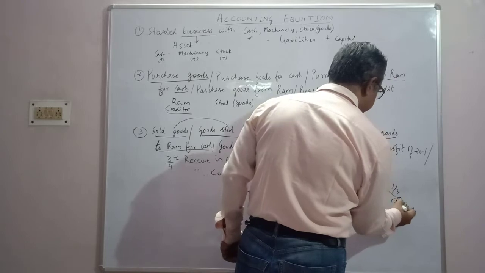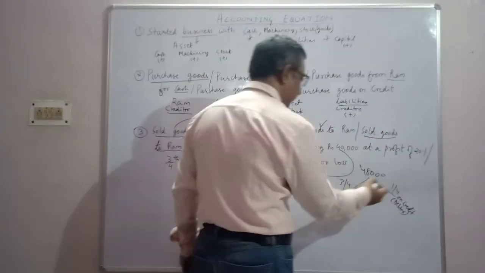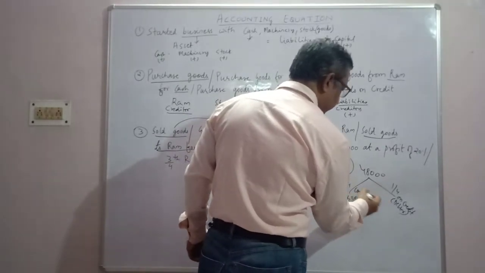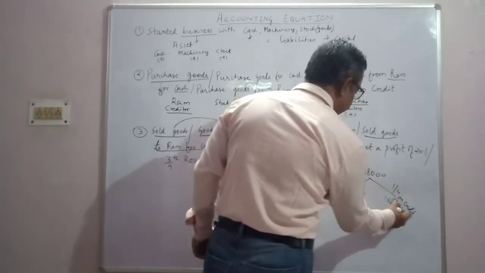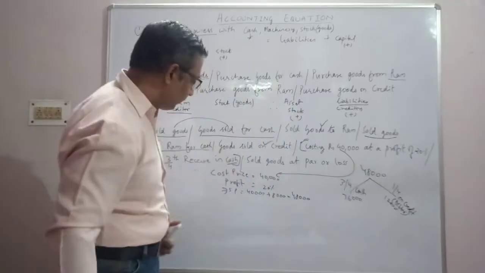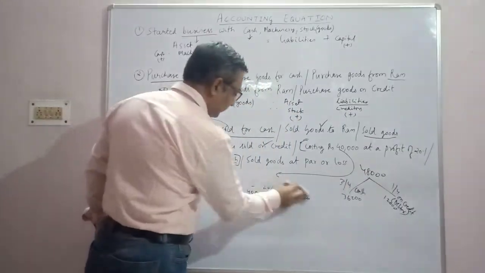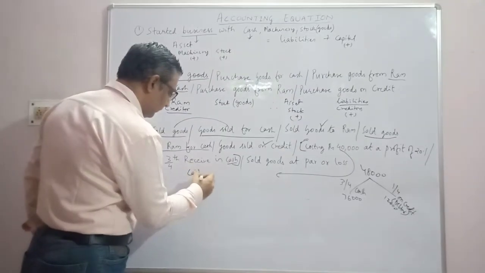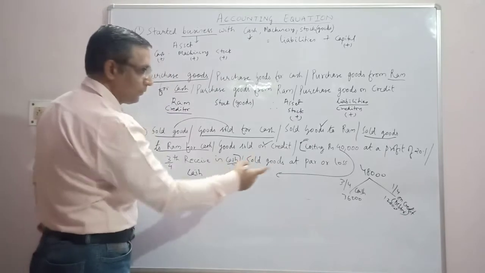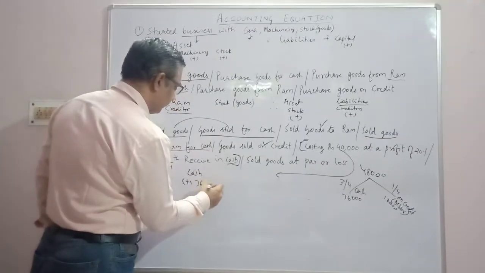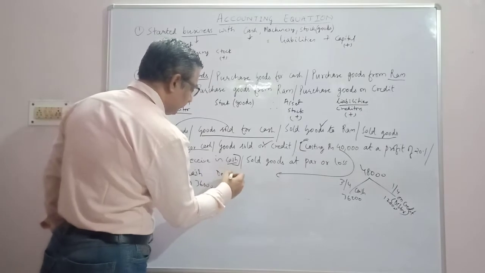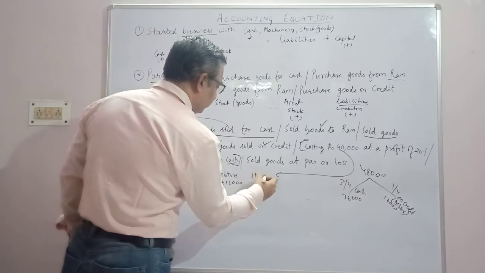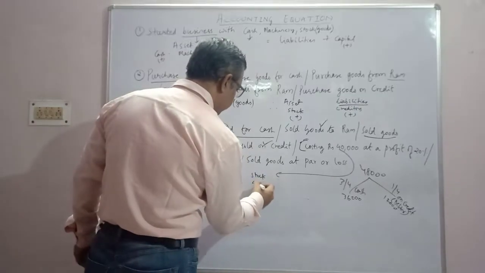That means debtor. This is cash, that is debtor. 3/4 is 36,000, we received in cash, and 12,000 is debtor. Then the accounting equation that is going to be affected: cash is going to increase by 36,000. Debtors is going to increase by 12,000. The stock is going to reduce by the cost price of 40,000.